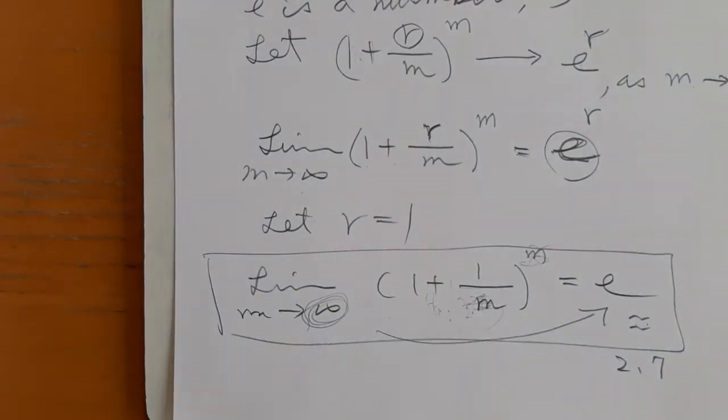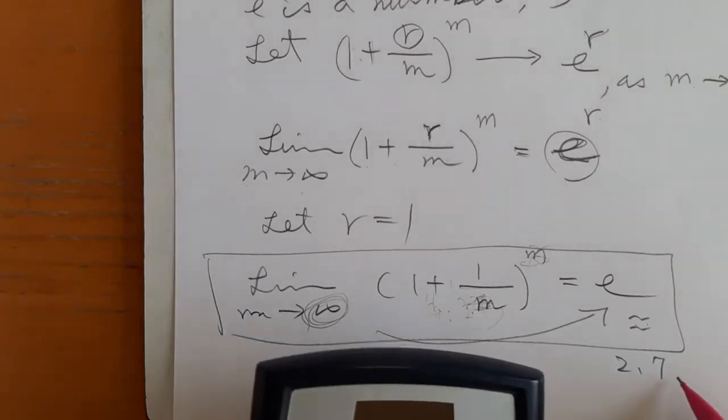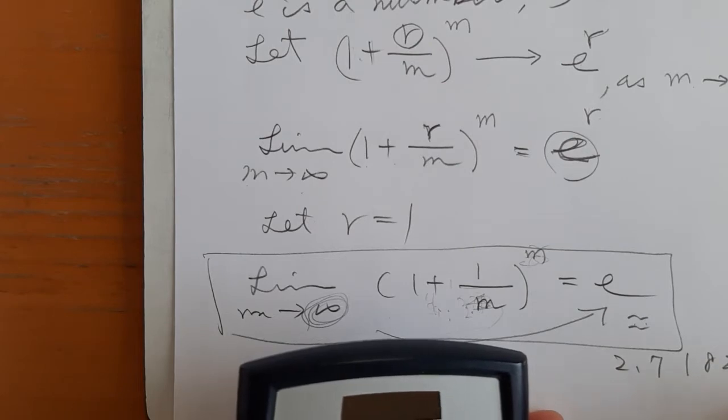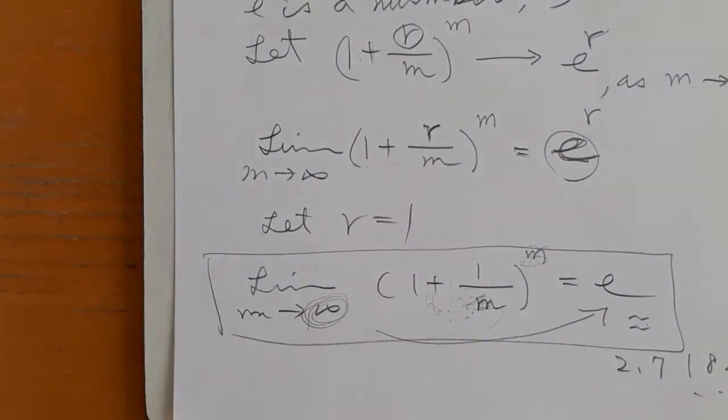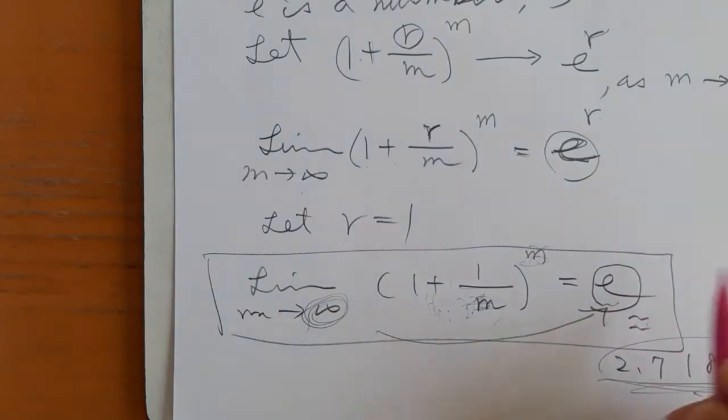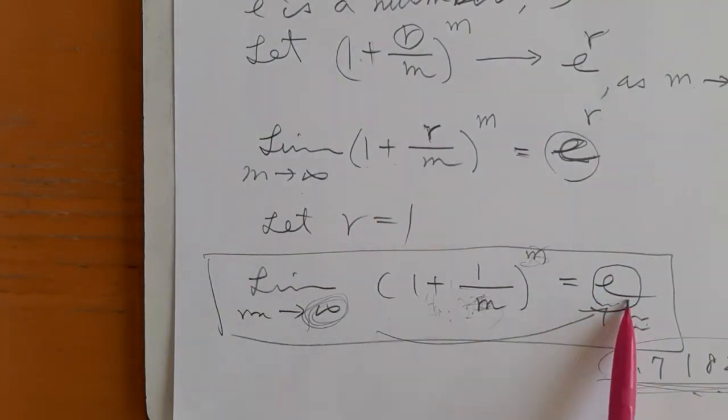The actual one is what? Let's see. You use a calculator to figure out it is 2.7, 1, 8, 2, 8, keep going on. This number is hard to represent, so we just represent it by this symbol e. So that's where e comes from.